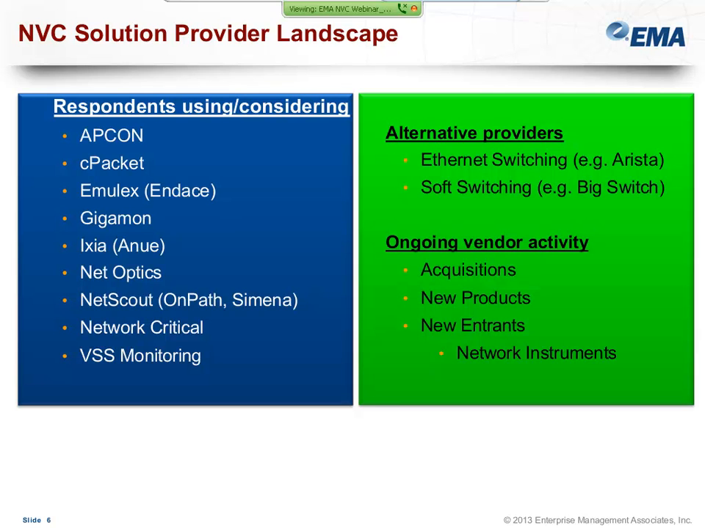There are folks like Arista who are saying, hey, you can use traditional Ethernet switches to do this, provide the same sort of role. There are also soft switches or OpenFlow SDN type switch vendors like Big Switch who are offering some aspect of NVC-like functionality as well. We're going to talk in more detail about those going forward here.